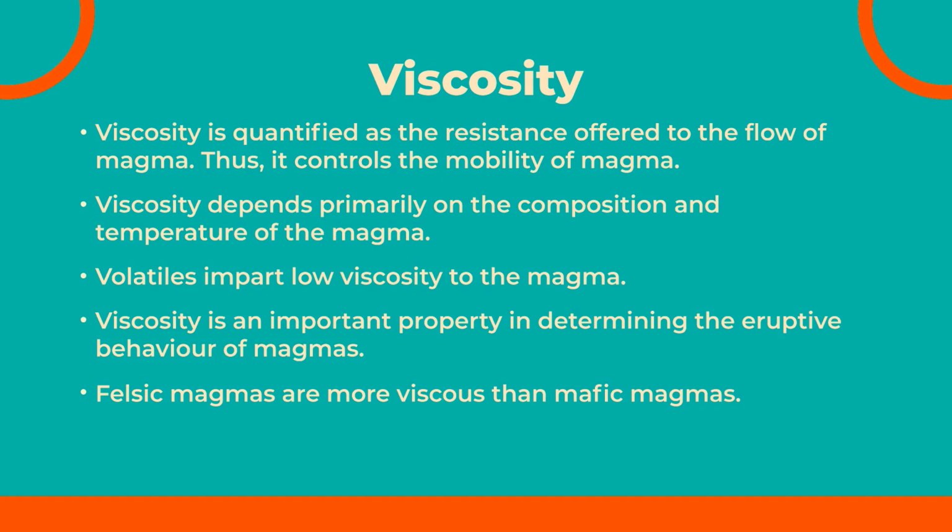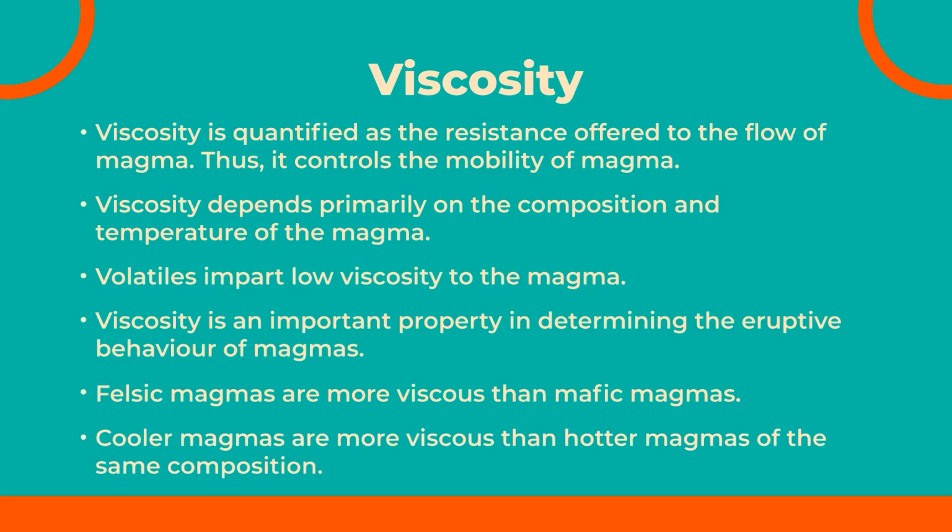Felsic magma, in other words, magma comprising a higher percentage of silica, is more viscous as compared to mafic magma, which comprises a lower percentage of silica. Cooler magmas are more viscous than hotter magmas of the same composition.